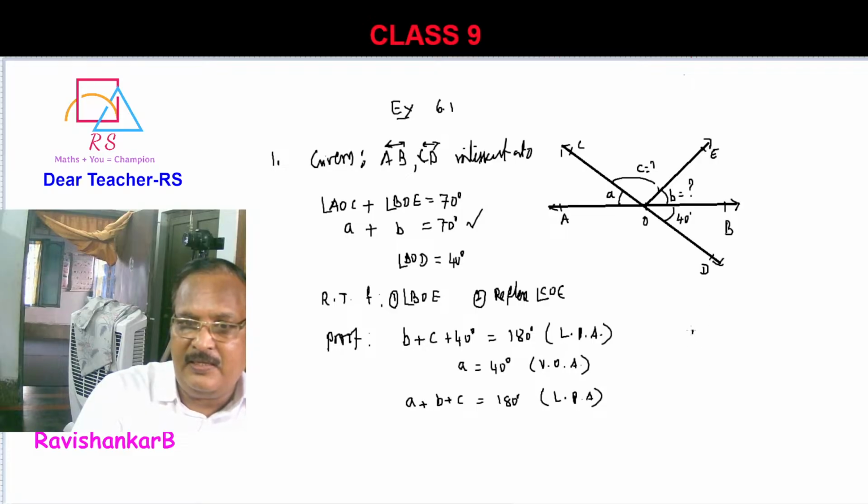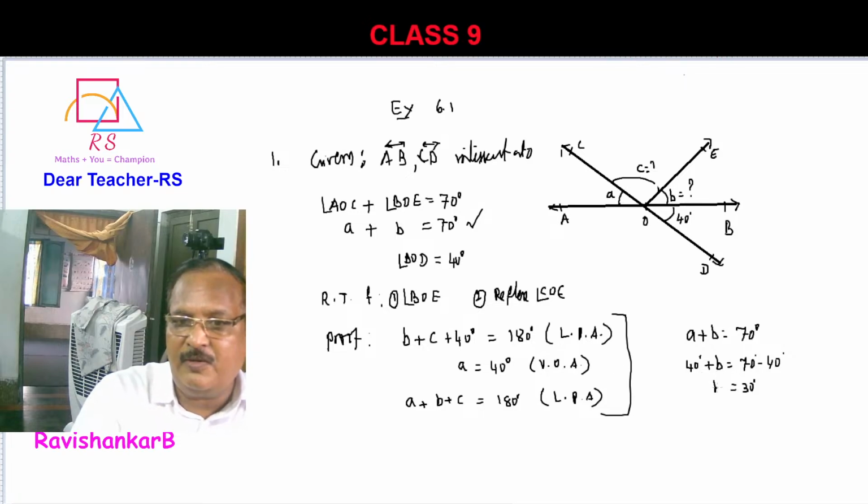Very simple. a plus b is equal to 70 degrees. It is given already. A we got as 40 degrees. a is equal to 40 and b is equal to 70 minus 40, so 30 degrees. Now these are the things we can write from our concepts. So now we got b. First answer is done.